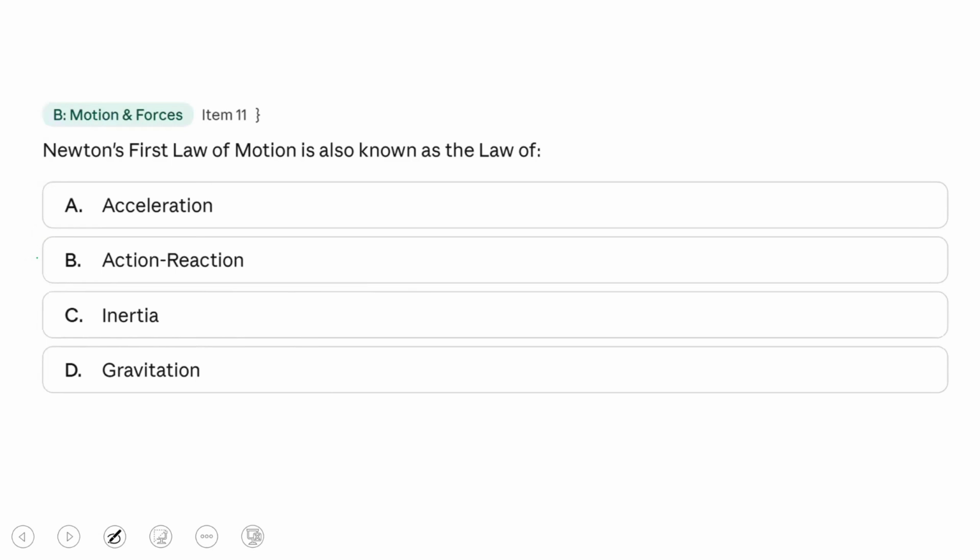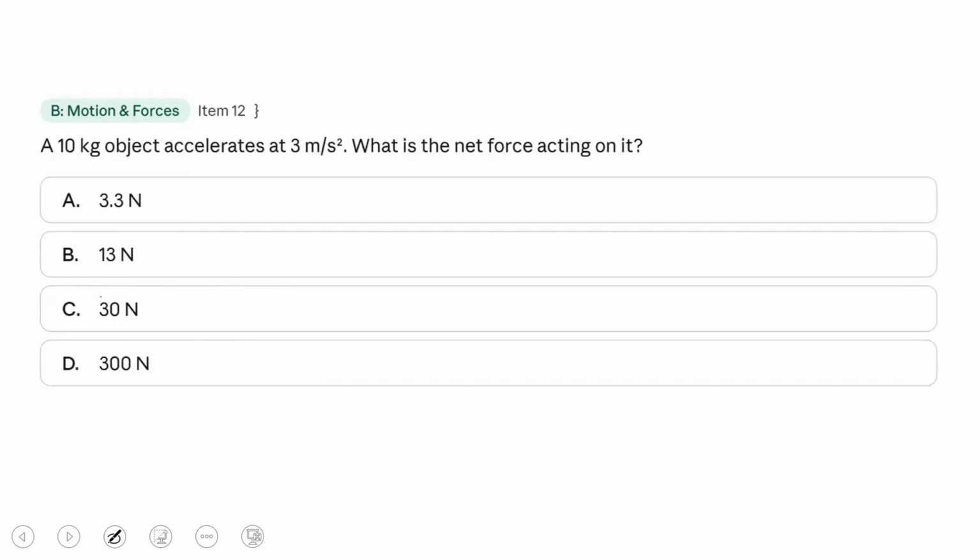Okay? And the next one, Newton's first law of motion is also known as the law of, what's your answer? Law of inertia. So it says objects resist changes in their state of motion. All right. How about this one, item 12? Item 12, a 10-kilogram object accelerates at 3 meters per second squared. What is the net force acting on it?